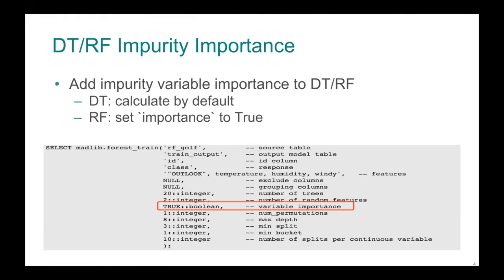For decision tree, this variable importance is calculated by default. Every time you call tree train, it will calculate it and the result will be saved in the result table. For random forest, for performance consideration, you have to set a flag importance equal to true so that this impurity variable importance can be calculated.